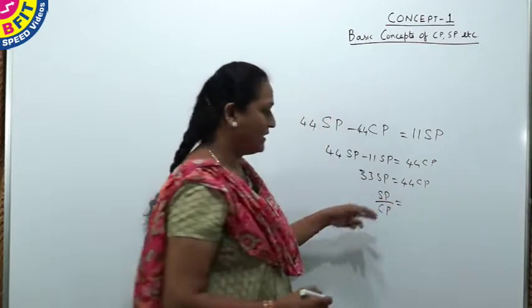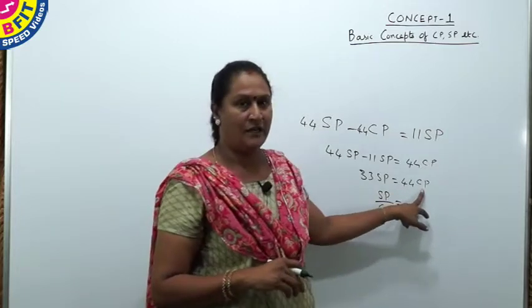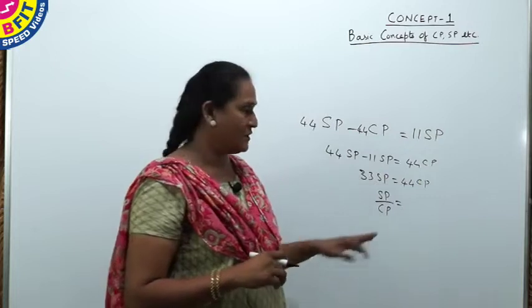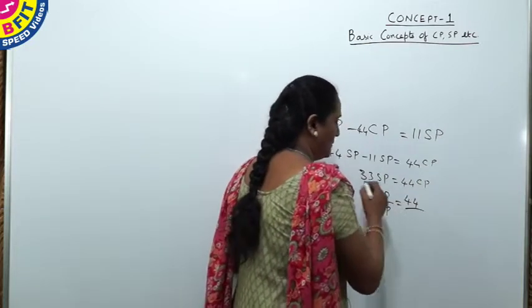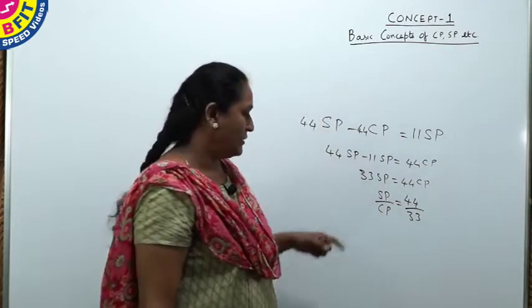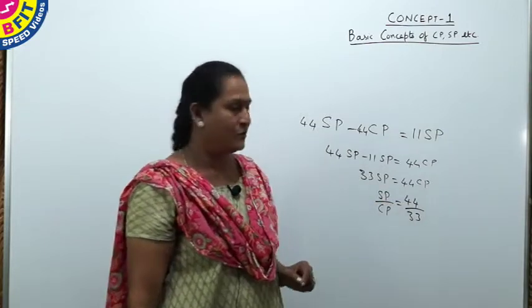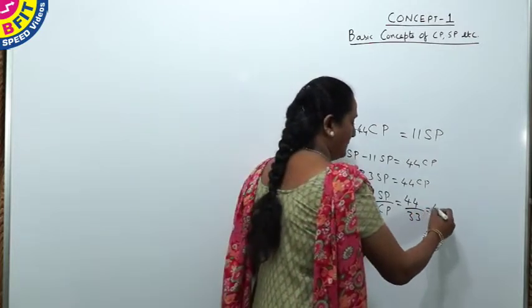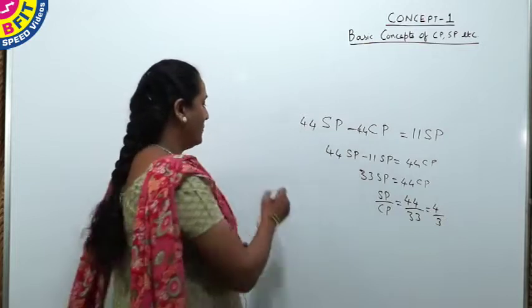In this question, I have brought the cost price down. It can be kept either in the numerator or in the denominator. So when this cost price comes down to the denominator, this 33 goes to the denominator on the other side. So the selling price part, 44, is higher than the cost price. So it means it is profit. Now simplify, 4 by 3. And we need to find the profit percent.